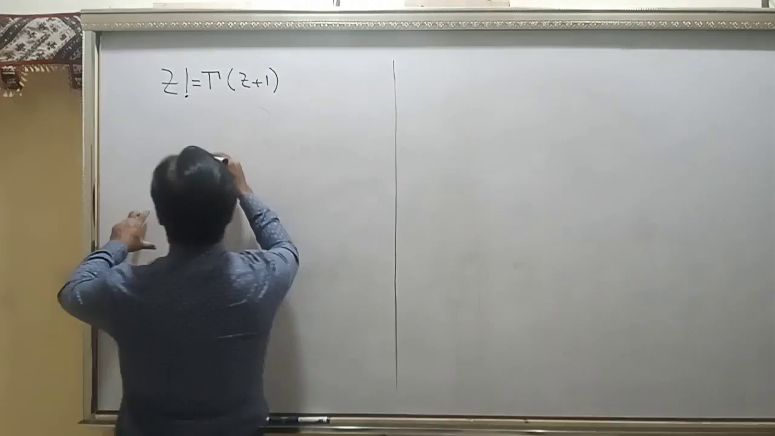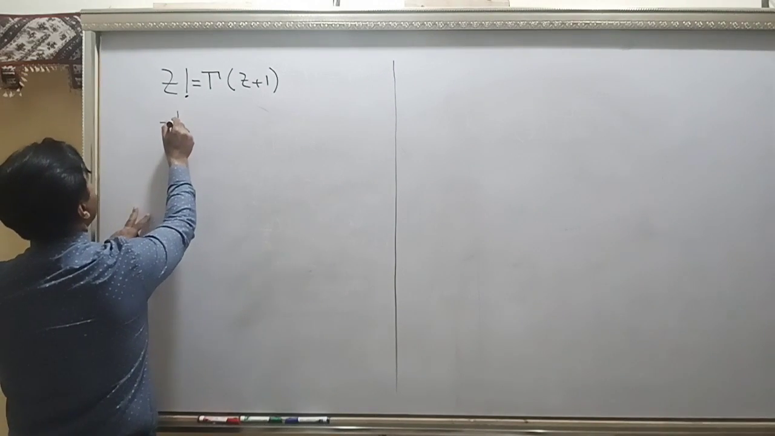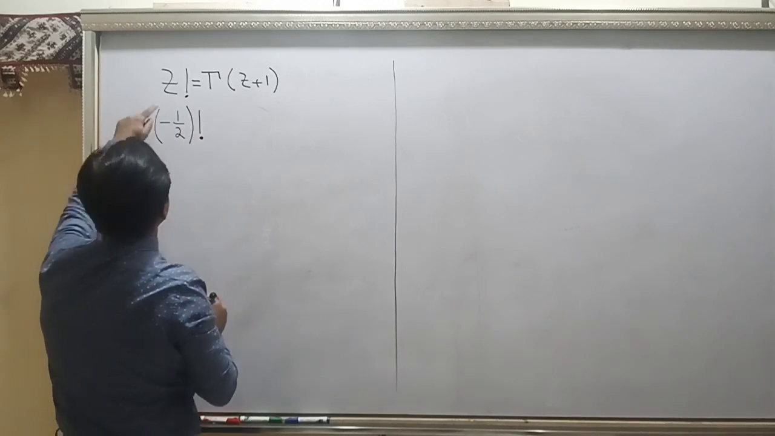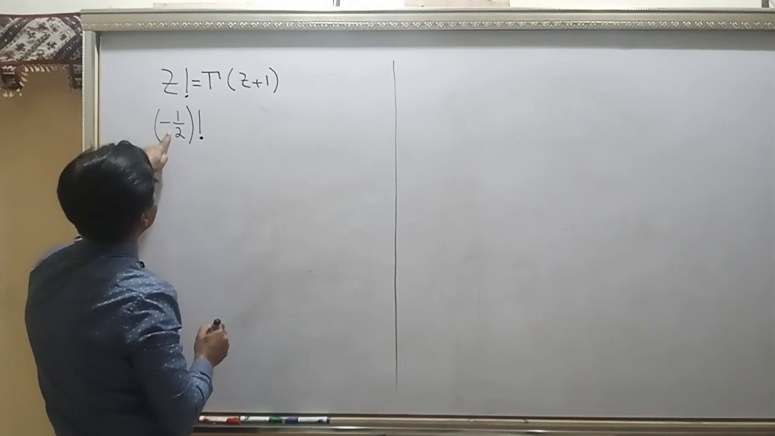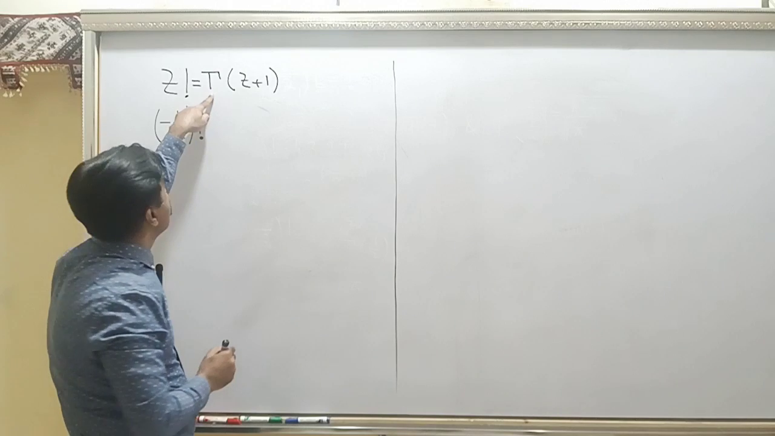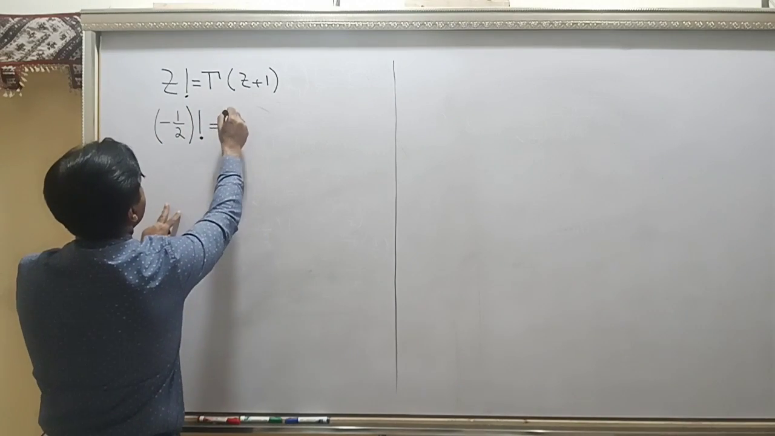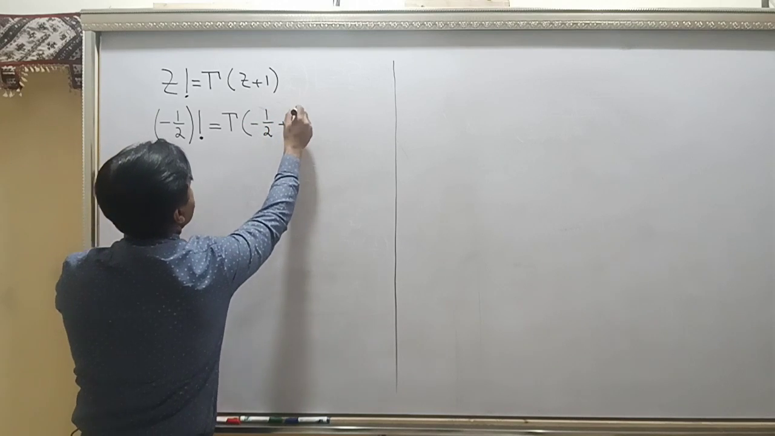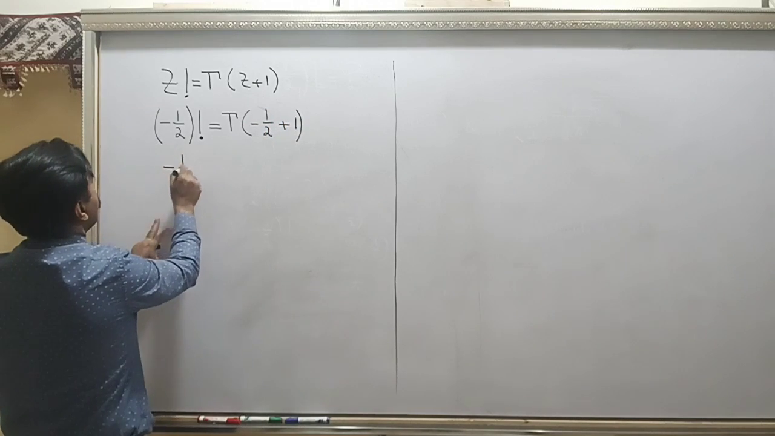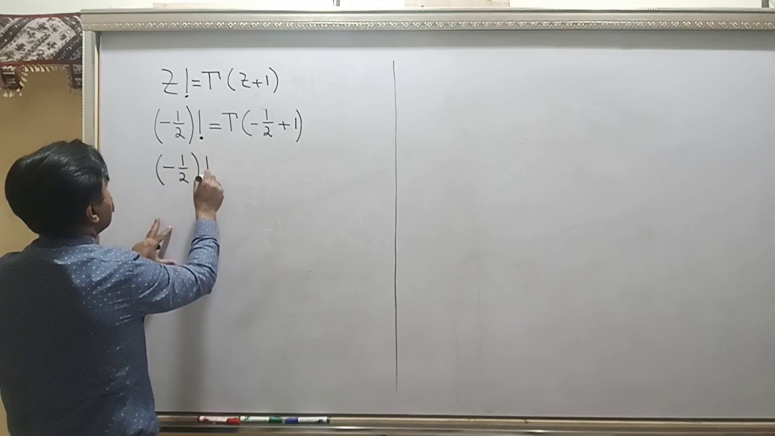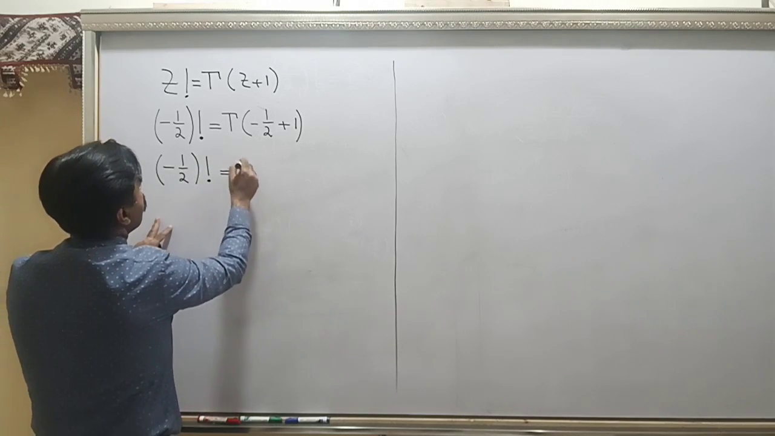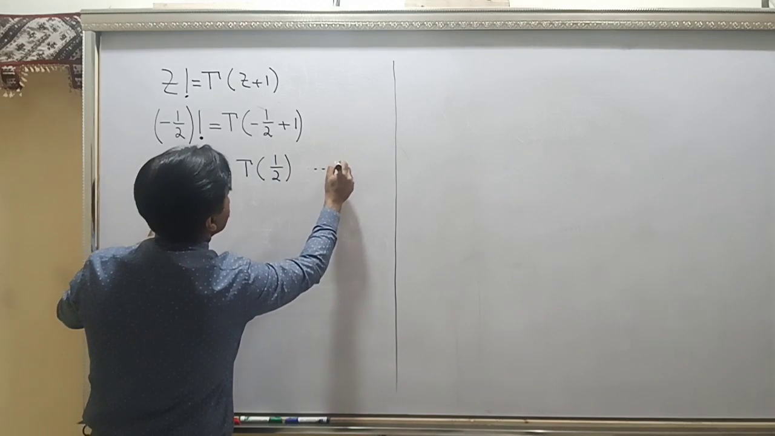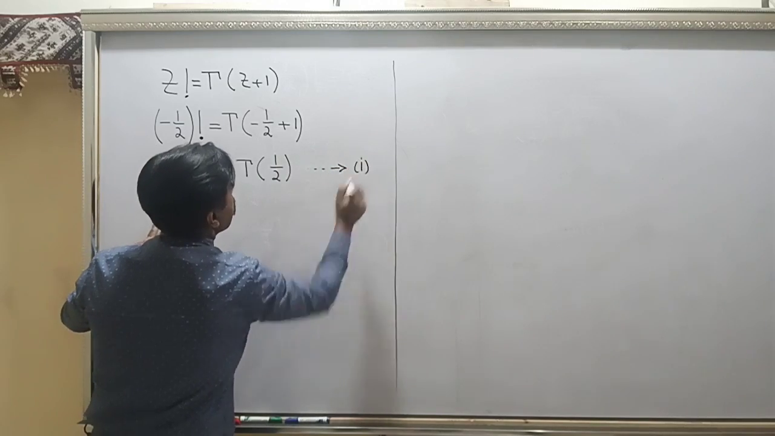Now we need factorial of minus 1 over 2. That means we need to replace z by minus 1 over 2. The same replacement should be done on the right hand side, and we'll get minus 1 over 2 plus 1. Now minus 1 over 2 factorial on the left is equal to gamma of 1 over 2. You can name this as equation number 1.